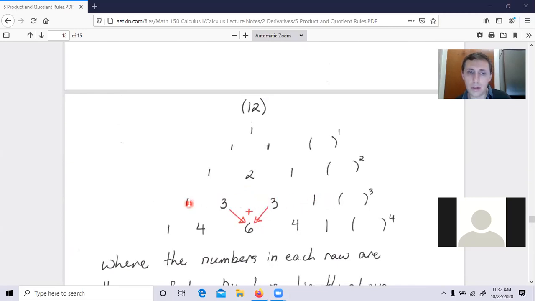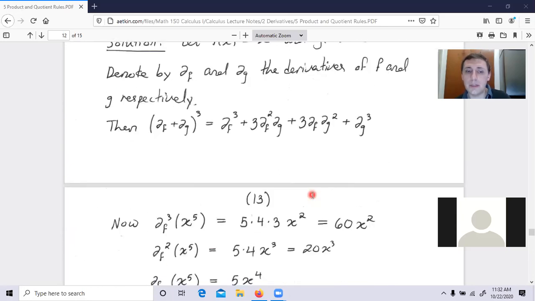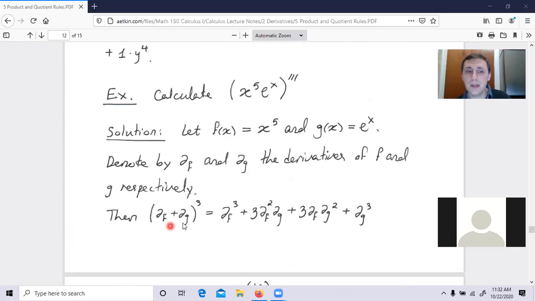So those are the coefficients. You just draw Pascal's triangle. Here are your coefficients for the cube: 1, 3, 3, 1. So that means it is the triple derivative of f, plus 3 times the second derivative of f times the derivative of g, plus 3 times the derivative of f times the second derivative of g, plus the triple derivative of g.